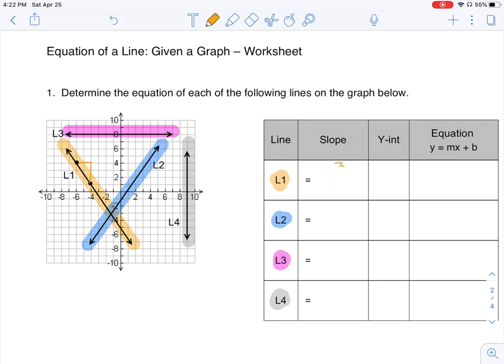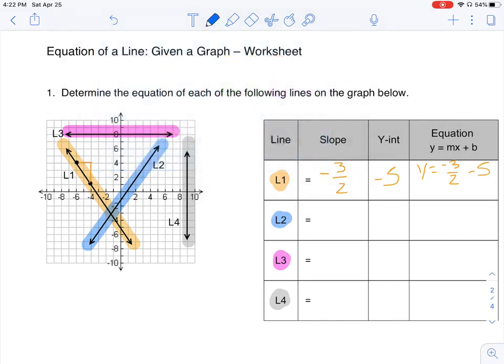It is 3 over 2, and it's negative. We can see that it's negative because it moves to the left, or the line is actually moving downward. The y-intercept, if I was to follow this line, where does it touch the y-axis? It touches it at -5. So then the equation of this line is y equals -3 over 2 x minus 5.